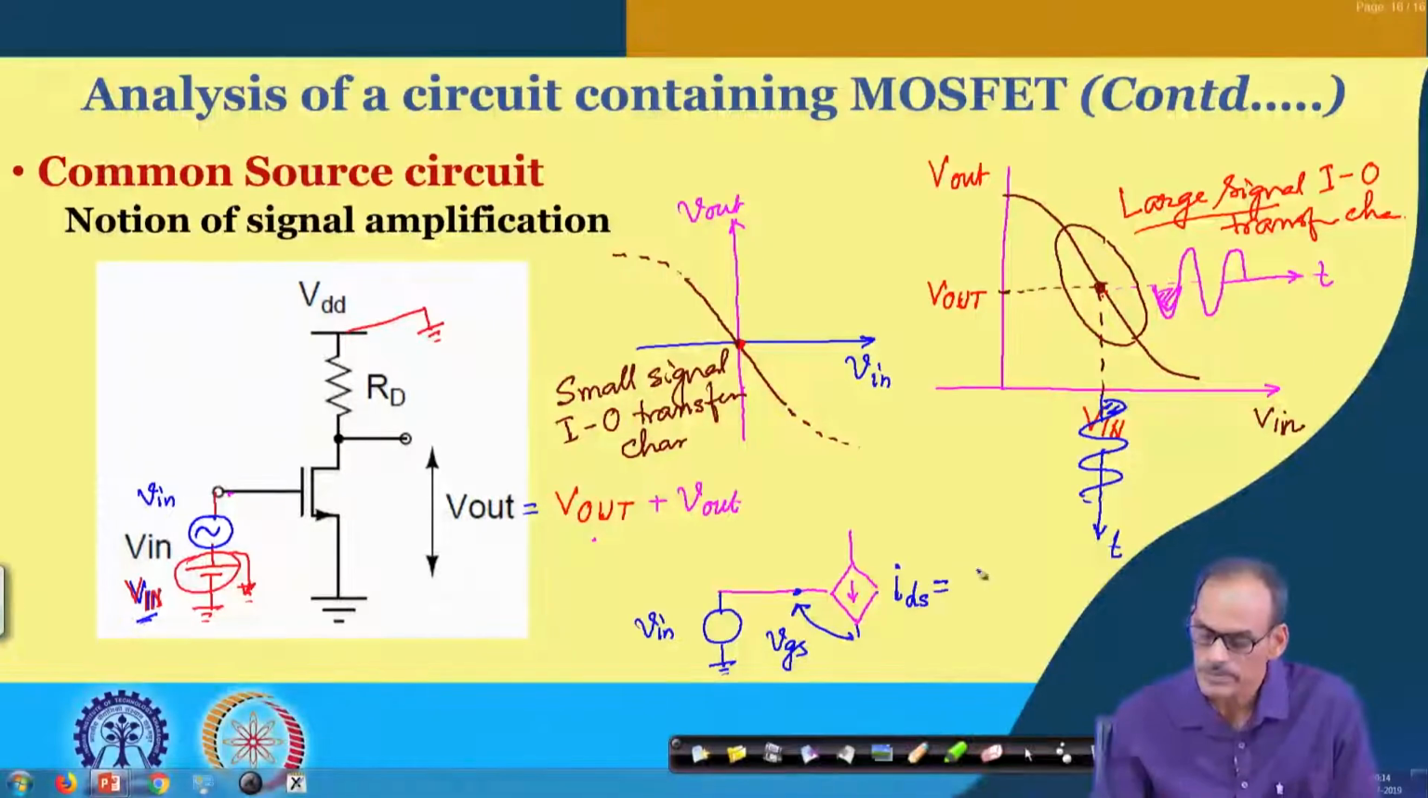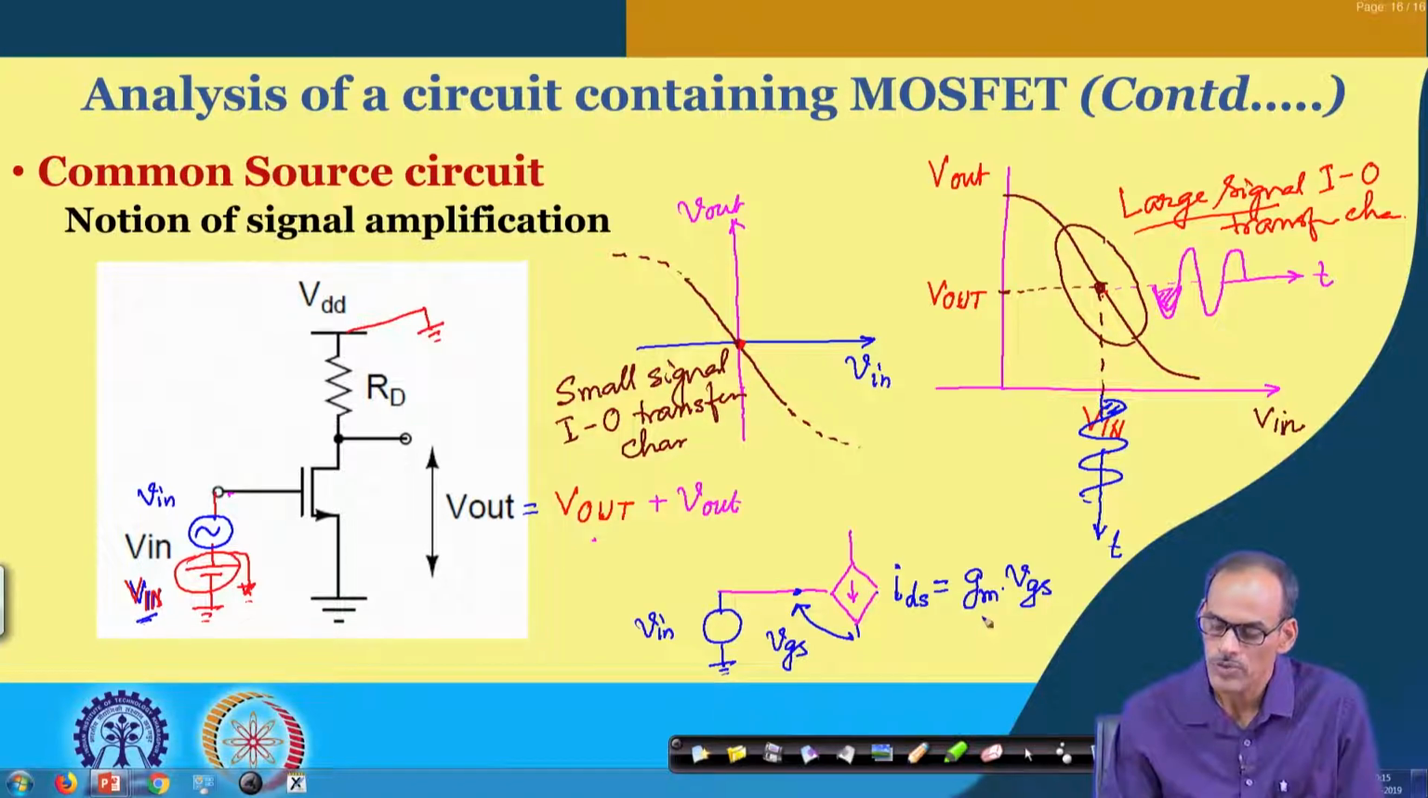So, that is equal to GM into VGS. Which means that this GM is basically the slope of the VGS to IDS characteristic curve, and that slope is the important parameter to represent this IDS in terms of the VGS part. So, in the circuit here, if I assume that this part remains constant, then this relationship is just linear.